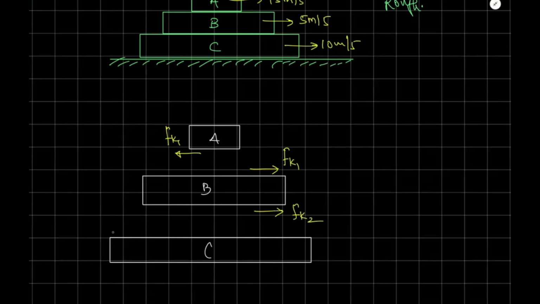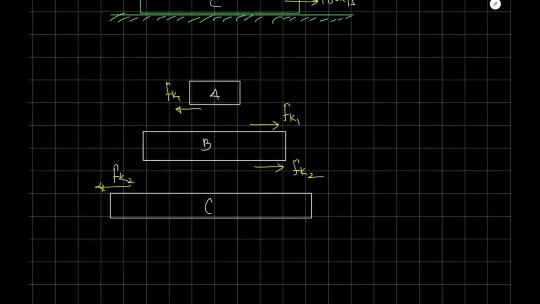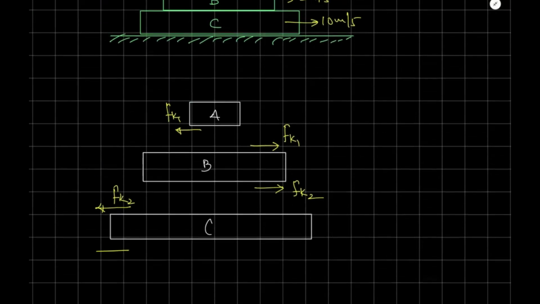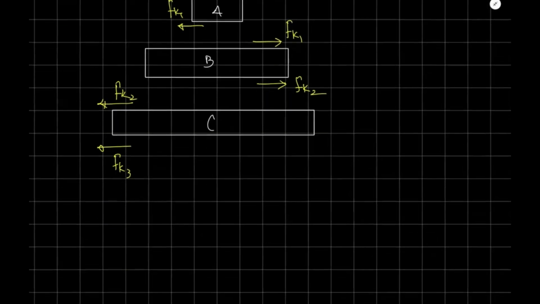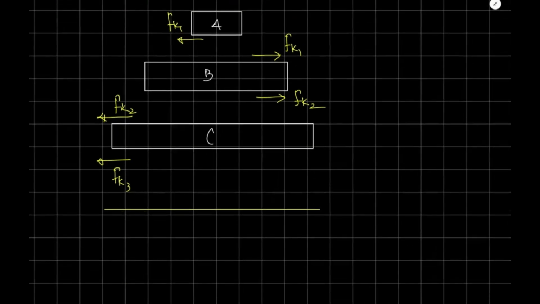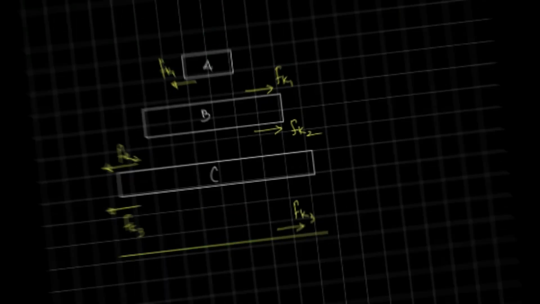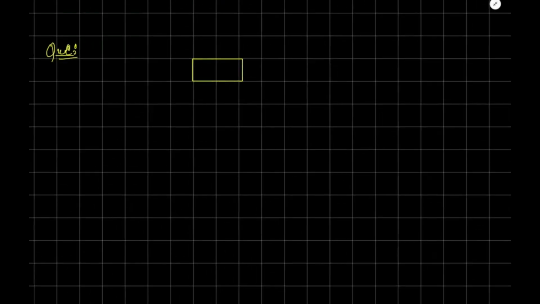So in this direction, we have FK2, no? Yes. And in the bottom one, in backward direction, right? Yes, sir. Good. And if you see the last reaction pair, that will be on the ground. So it is FK3. Good.